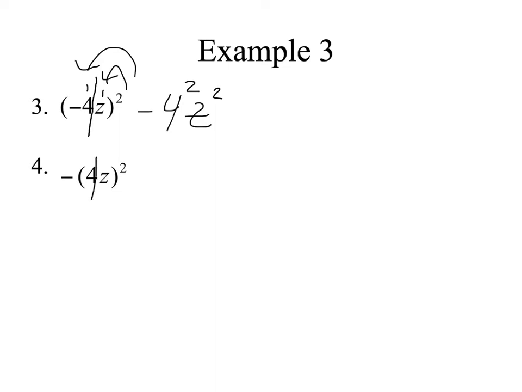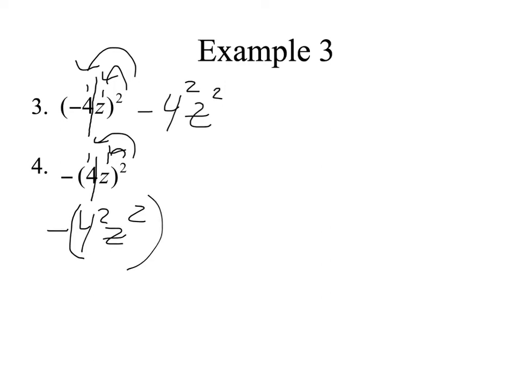Problem 4 works the same way, but now that negative is outside the parentheses. The 4 has an exponent of 1 still, and the z has an exponent of 1 still. What's different is how you write your final answer. This time you have to include the parentheses because of that negative out in front. So 2 times 1 gives me 4 squared. 2 times 1 gives me z squared.